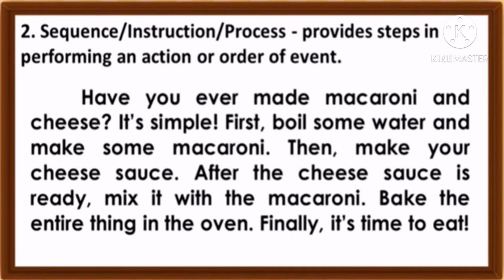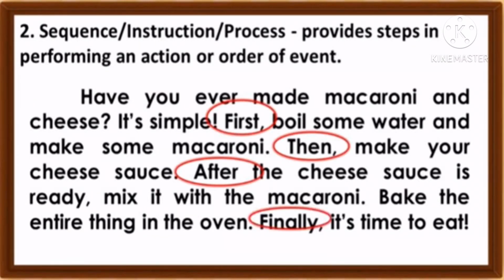Now, what is the text about? Correct. It is about the steps on how to make macaroni and cheese. Now, what are the transition words used in the text? All right, we have first, then, after, and finally. So these keywords will show us the chronological arrangement or order of directions.